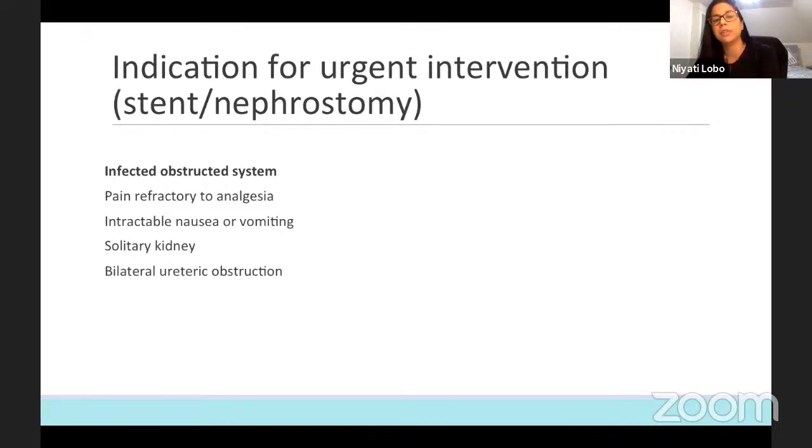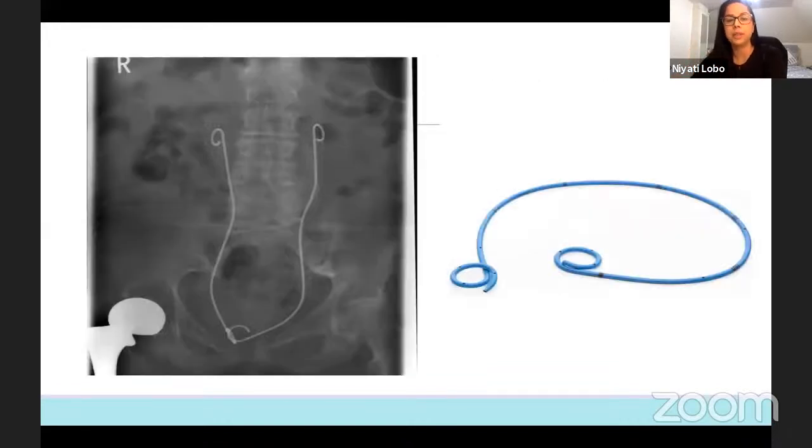Other indications are if you've got pain that's not responding to analgesia, or you've got really bad nausea and vomiting, a single kidney, or if you've got two kidneys and both kidneys are obstructed. So these are what stents look like. They are thin plastic tubes. One end sits in the kidney, one end sits in the bladder, and they just bypass the stone.